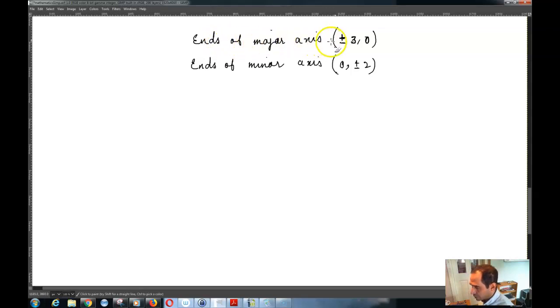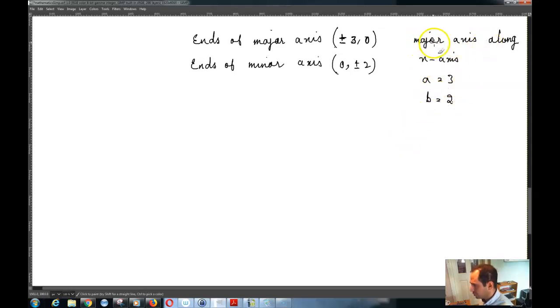So basically you can see that, for example, over here your major axis is along the x-axis, and so of course the ends of the major axis are basically a, so that means that your a is equal to 3, and the ends of the minor axis give the value of your b. The value of your b is equal to 2, for example.